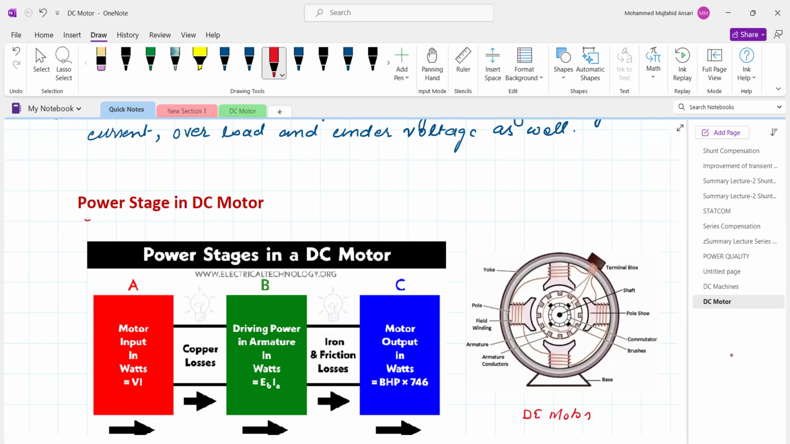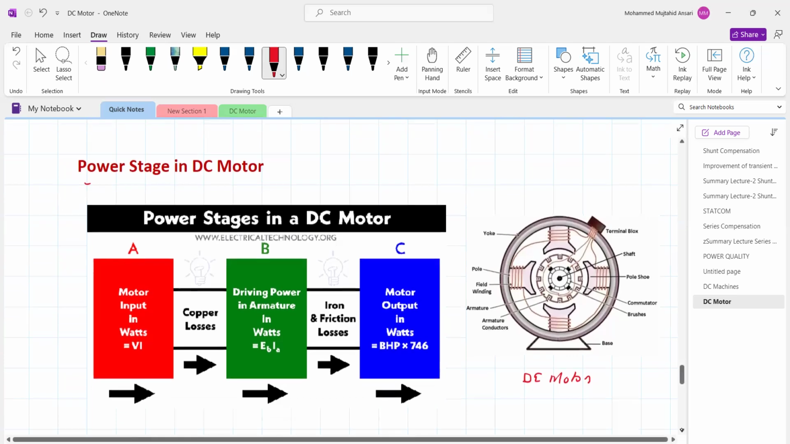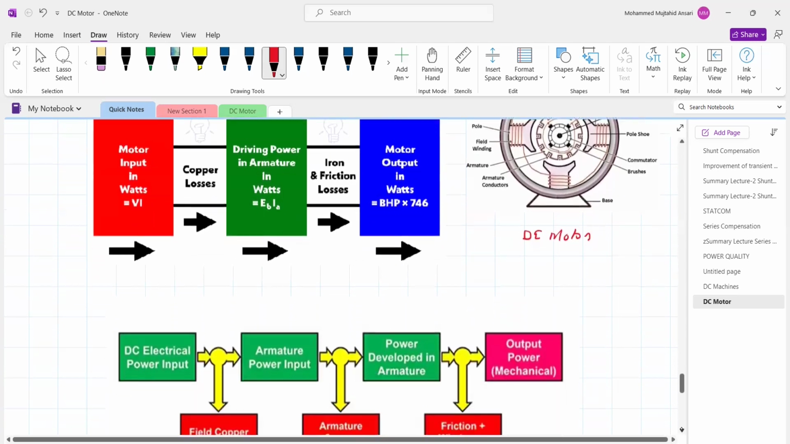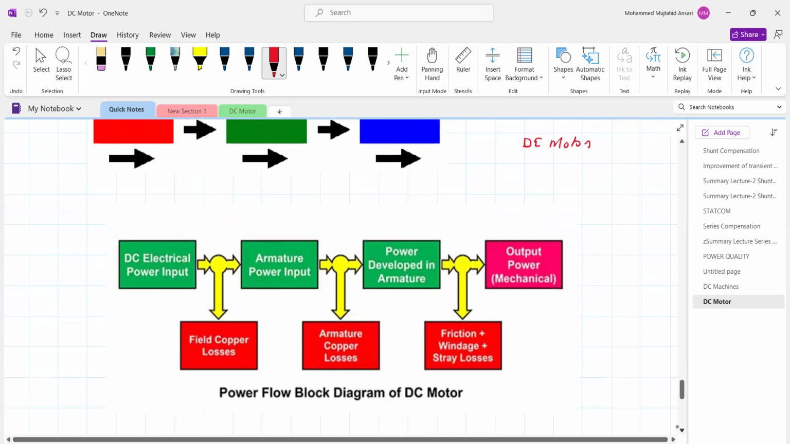Whereas the copper losses depend upon the load condition, therefore they are variable. As long as the voltage and the speed of the motor are constant, the iron and frictional losses are constant. So this is one power stage. It can be explained with some more elaboration. That is the DC electrical power, which is nothing but V into I, the power input to the motor. Now there is a field copper loss.